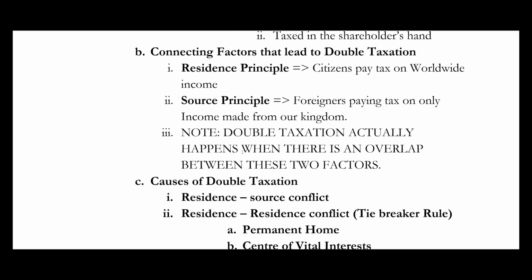So I told you that there are two connecting factors that actually lead to double taxation. The residence principle, where citizens pay tax on their worldwide income, and then the source principle, where you pay tax only on income made from a kingdom or a particular territory. So when these two things cross or overlap, it creates what? Double taxation.